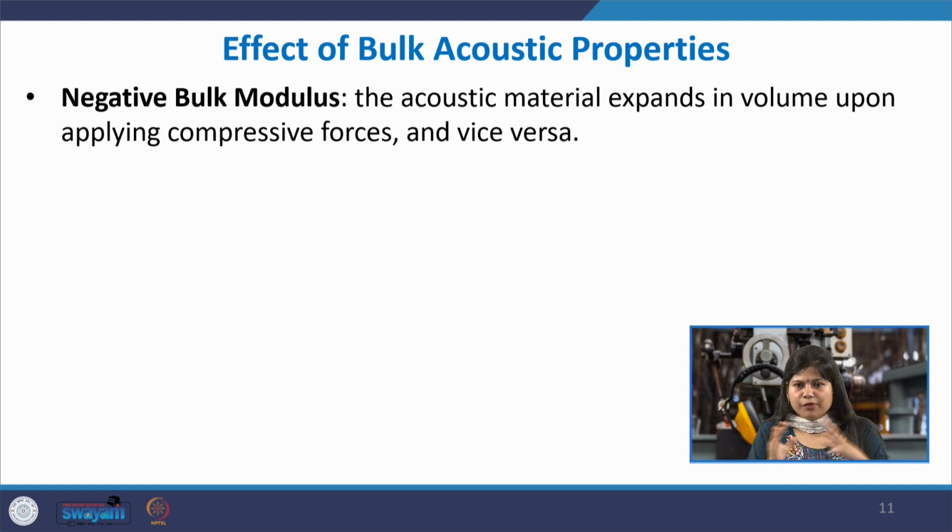So, when you apply a force, the change in the volume is less, whereas if a material has a low bulk modulus, any compressive force you are applying to it, the material compresses and shrinks easily. But a negative bulk modulus means the other way around: you are applying some compressive force, but instead of decreasing in volume, it is rather expanding in volume, and vice versa.